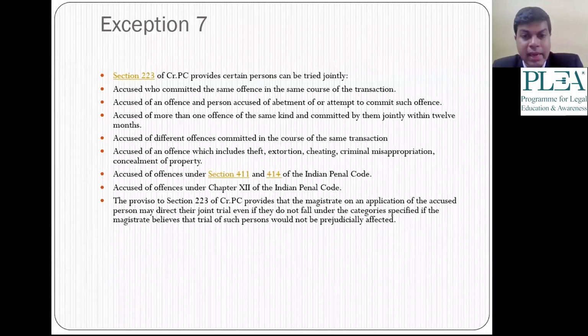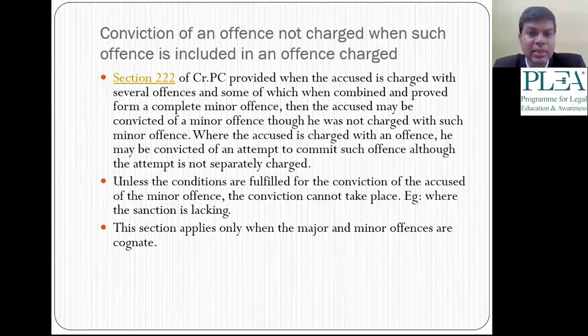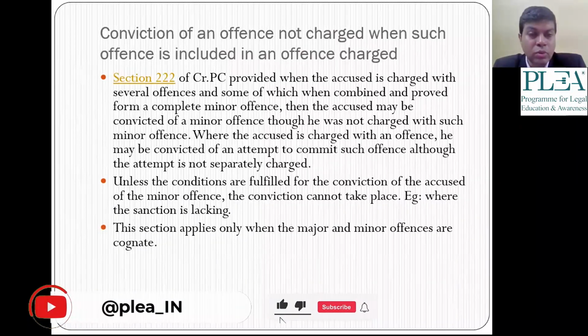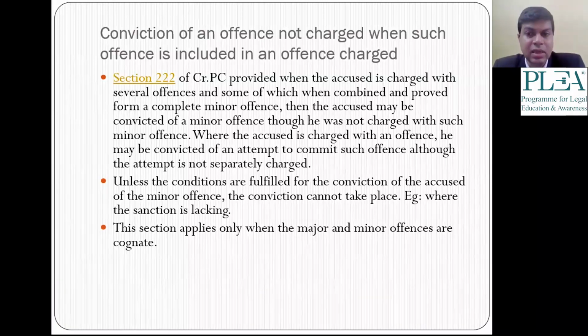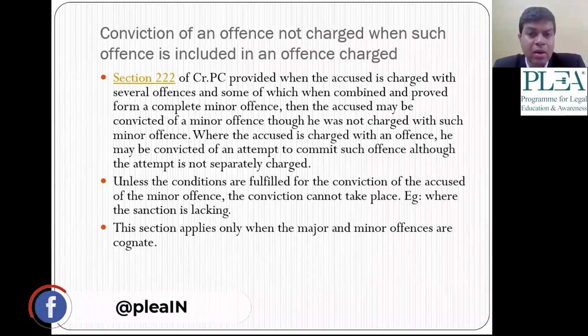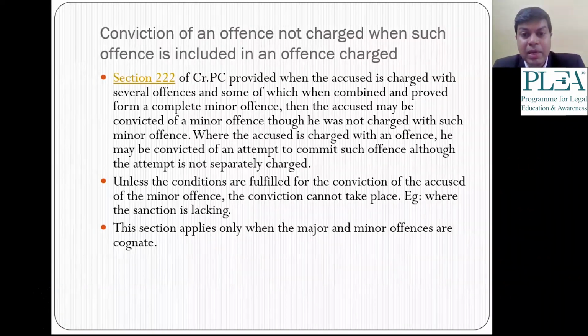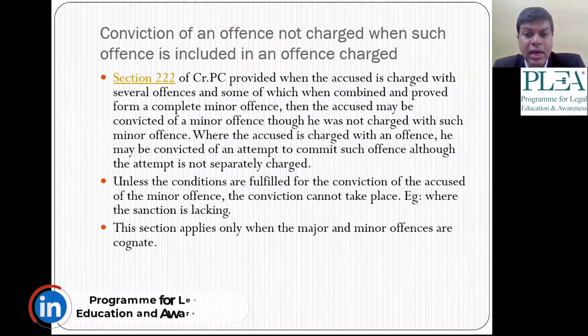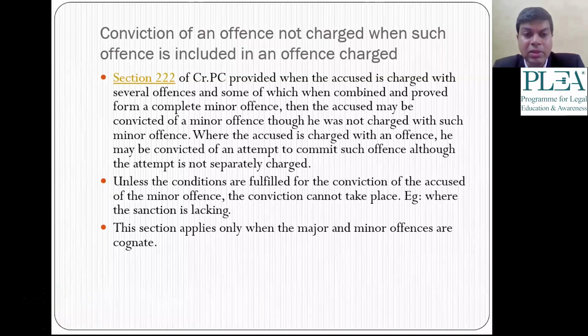This can also be done during the criminal trial, that is, conviction of an offense not charged when such offense is included in an offense charged. Under section 222 of the CrPC, when an accused is charged with several offenses and some of which, when combined and proved, form a complete minor offense, then the accused may be convicted of a minor offense though he was not charged with such minor offense. Where the accused is charged with an offense, he may be convicted of an attempt to commit such offense, although the attempt is not separately charged. This section applies only when the major and the minor offenses are cognate.